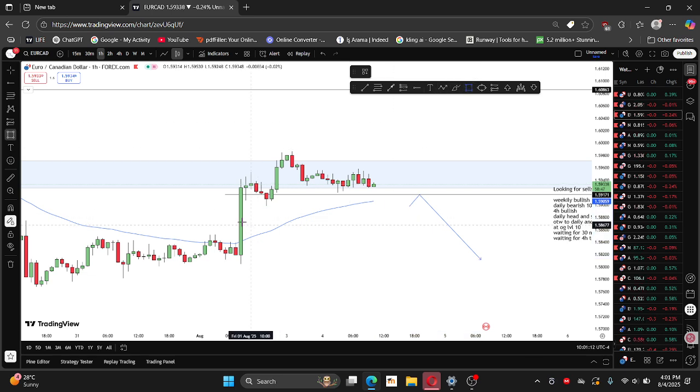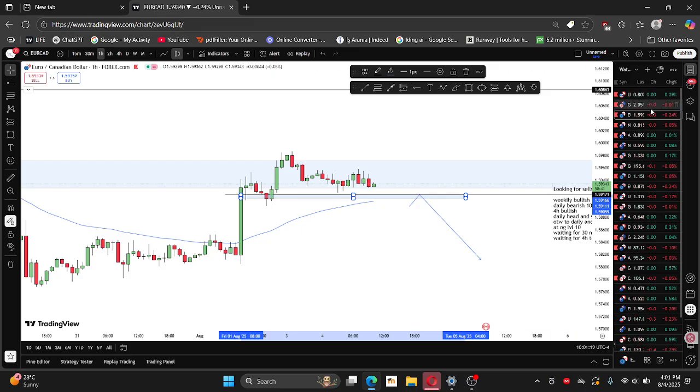If it can break at this zone here and retest, then this is a very solid pair. This is a counter trade, because the market is still bullish, the weekly is still bullish, but the daily is bearish, and the 4 hour is soon to go bearish. So that's what I'm waiting for. If you can have that break and retest, then you can sell.